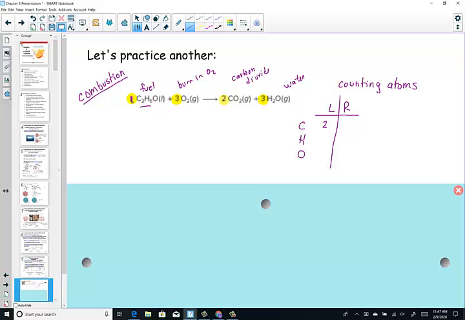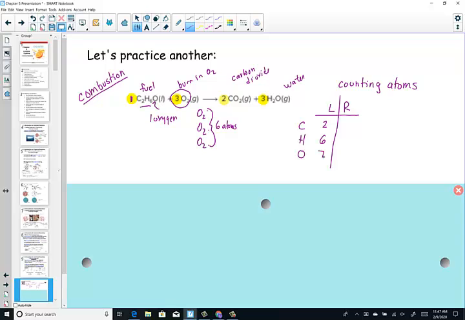Inside this 1 molecule of C2H6O, I can see 6 individual hydrogen atoms. And I see 1 oxygen. I also have 3 groups of O2. It's like writing oxygen 3 times. Each individual molecule is composed of 2 oxygen atoms. So that's a total of 6 atoms of oxygen, plus the 1 more from this particular molecule gives me a total of 7 O's, 7 oxygens on the left-hand side.